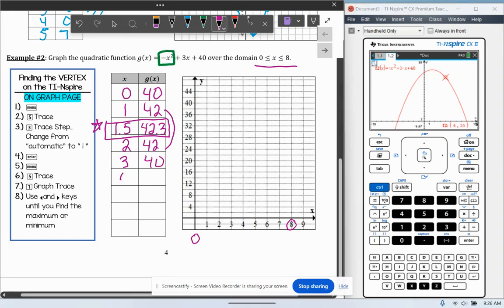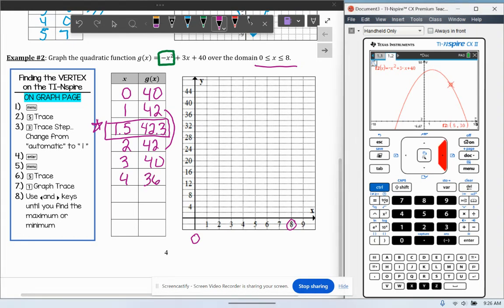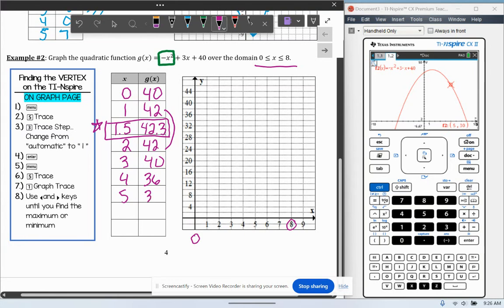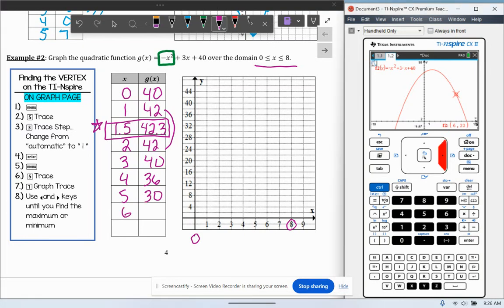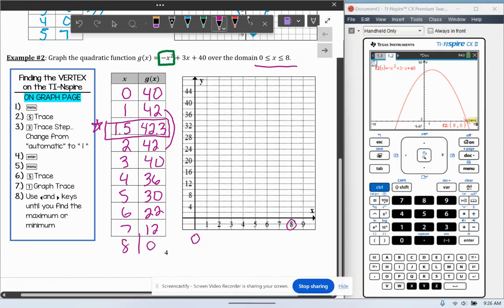Yep, and then (4, 36), (5, 30), (6, 22), (7, 12), and then (8, 0). We just needed one more. Okay, so (0, 40), let's plot all these.